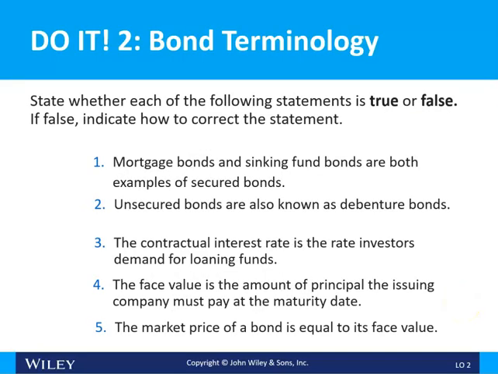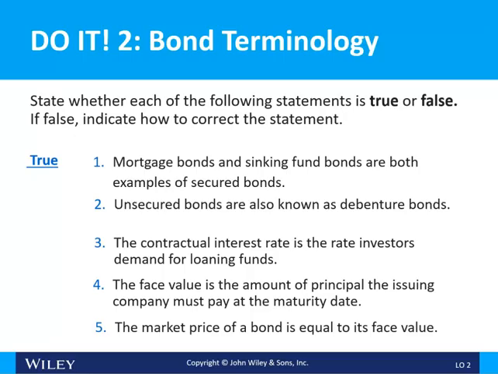Next, we'll look at some statements and determine if they're true or false. The ones that are false, we'll look at on the next slide and how to correct them. So mortgage bonds and sinking fund bonds are both examples of secured bonds. This is true. We didn't specifically talk about what sinking fund bonds are in this presentation, but they are secured bonds, and mortgage bonds typically are secured by buildings or real estate.